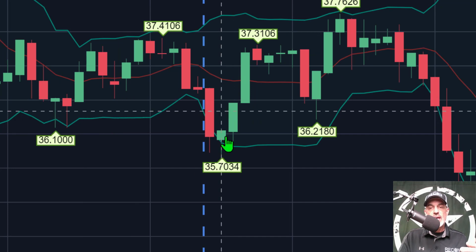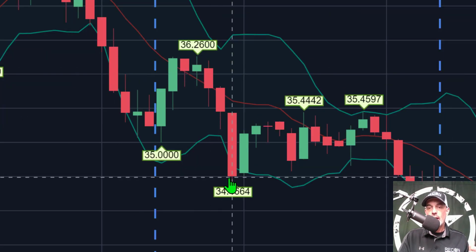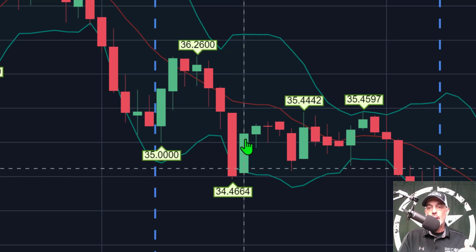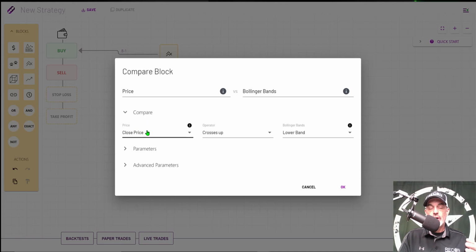So this is a perfect example. And another example would be this sell-off here that goes and crosses down through the lower band. And I don't get in until it crosses back above on the close of the candle. And that is the compare factor of this block, is the close price crosses up through the lower band.